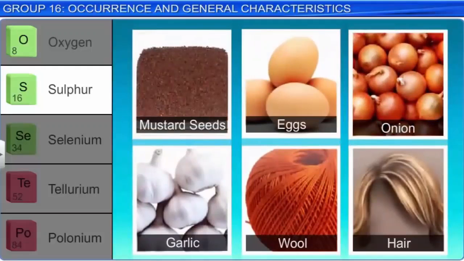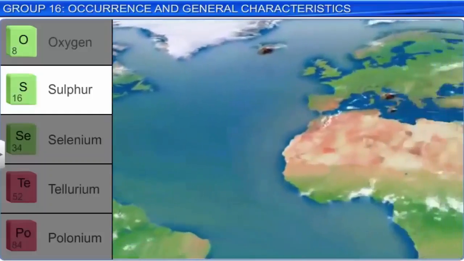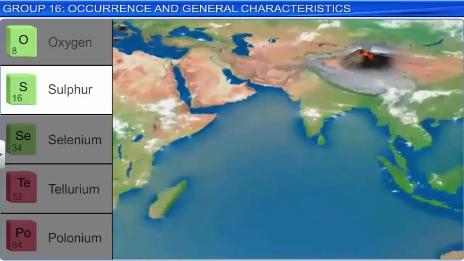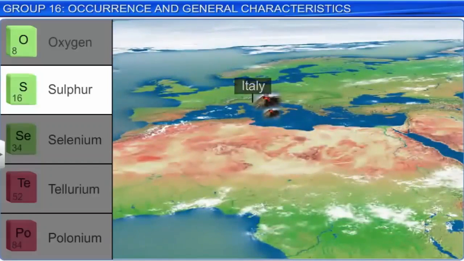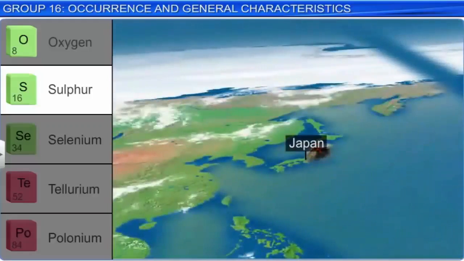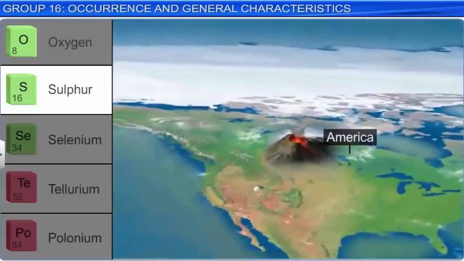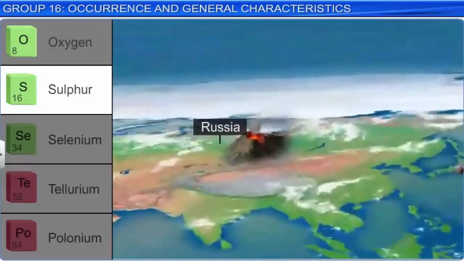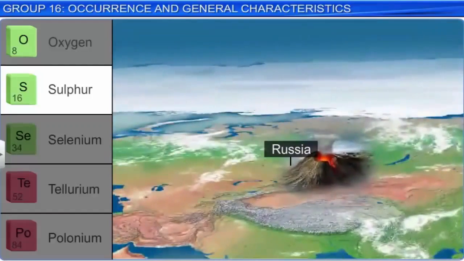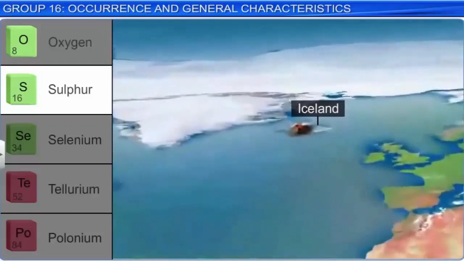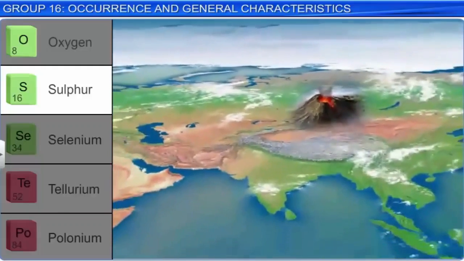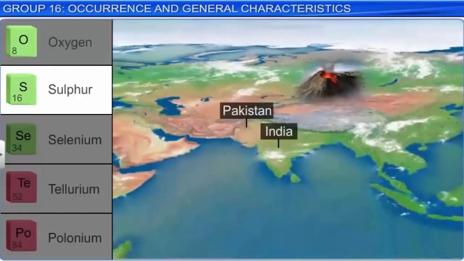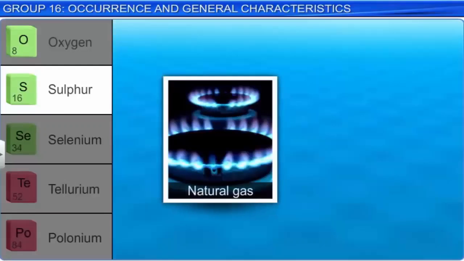Sulfur is available in its free state in the volcanic areas of Sicily, Italy, Japan, America, Russia, and Iceland. Small deposits of sulfur are found in Pakistan and India as well. Natural gas and crude oil are other sources of sulfur.